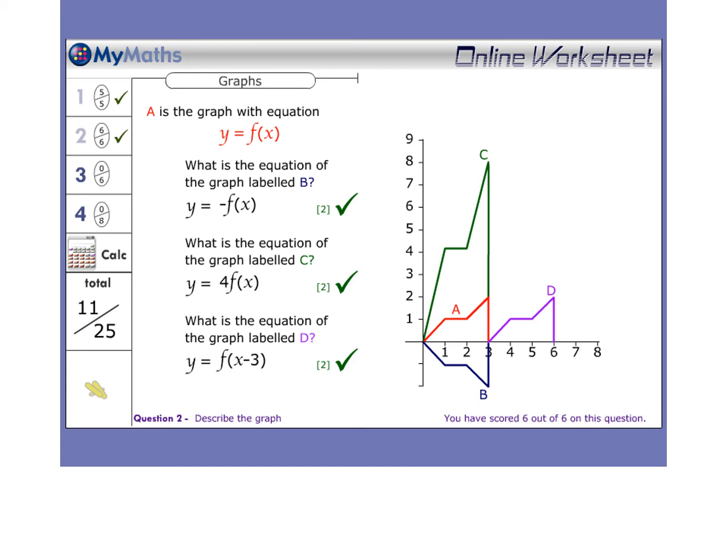If we look at c, the x values have stayed exactly the same, but the y values have got 4 times as big, so that's why it's 4f(x). If we look at d, the y values haven't changed here. All that's happened is the x values have changed by +3. But of course we then use the notation f(x minus 3), close brackets, to describe this.